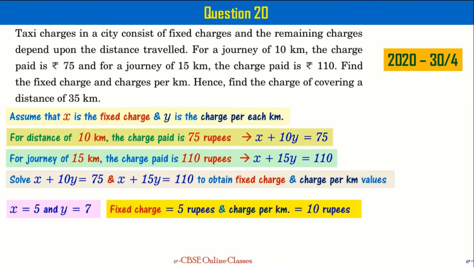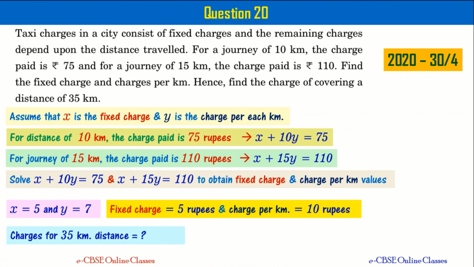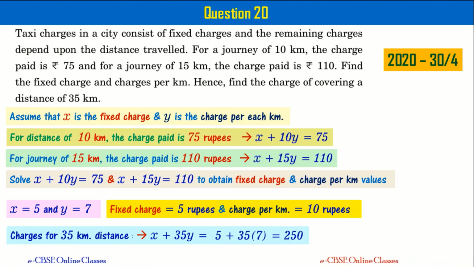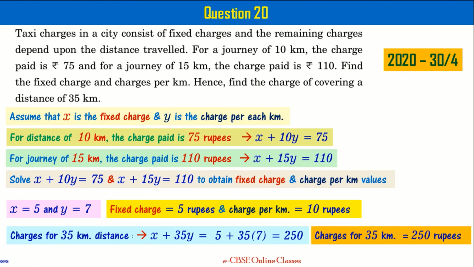Sorry, I have written 10 here. Now the question is charge for 35 kilometers is what? For that, we have to substitute. The equation to be written is X plus 35Y is equal to what? So let's substitute X equal to 5 and Y equal to 7 into this equation such that you get answer 250. It means that charges for 35 kilometers is equal to 250 rupees.